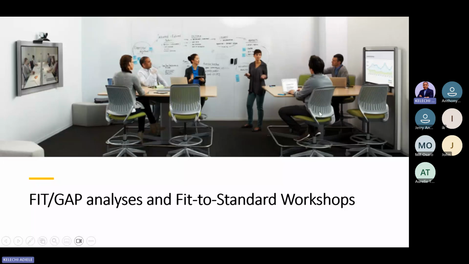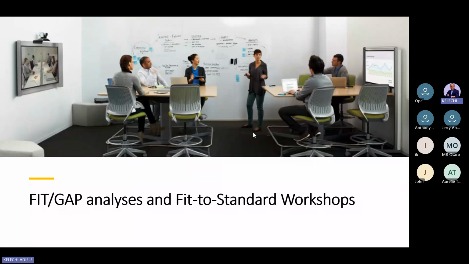So for this session, we're going to be looking at two things: fit to standard analysis and fit to standard workshop. Now, you guys have done very well in identifying the current process. You've also identified the processes that are fits and that are gaps, but it doesn't end there. So let's look at what this whole process is all about.